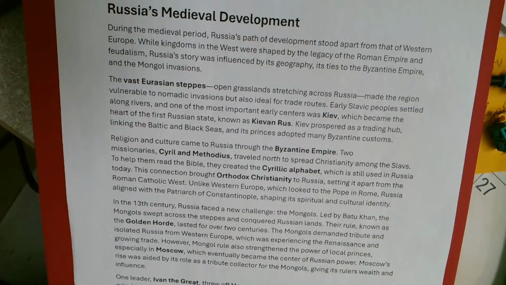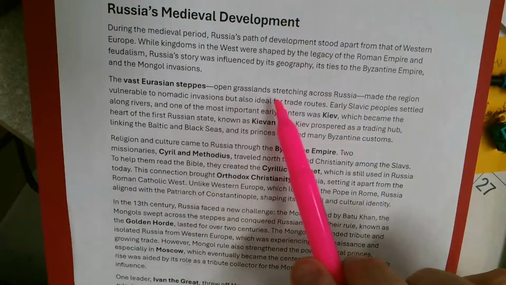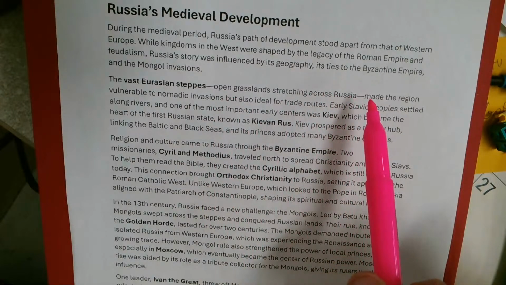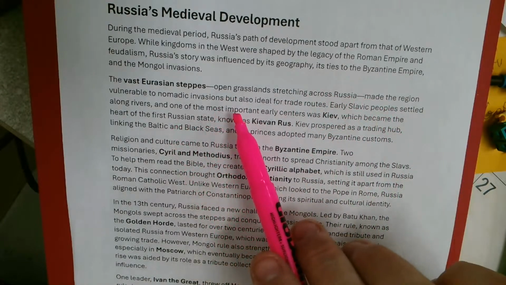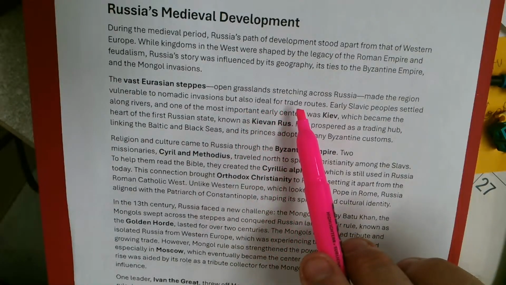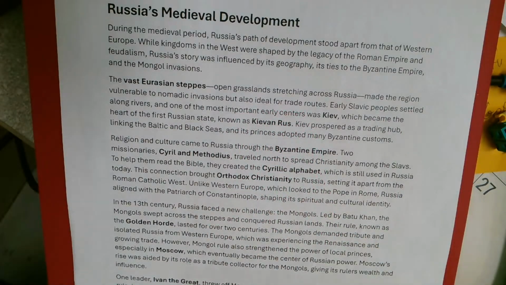All right, that next paragraph. So right here. And so now what did it do? It made the region vulnerable to nomadic invasions, but also ideal for trade routes. So what I would do is, okay, well that looks like the answer.